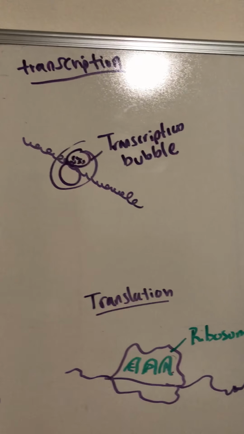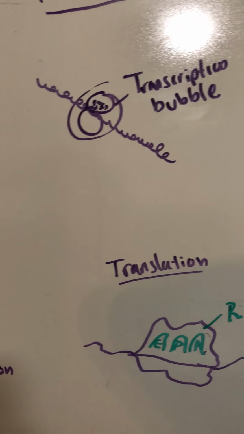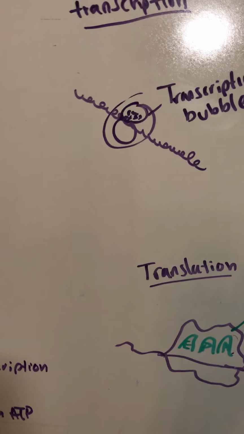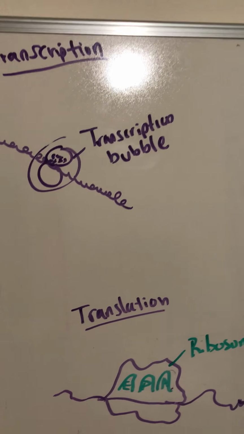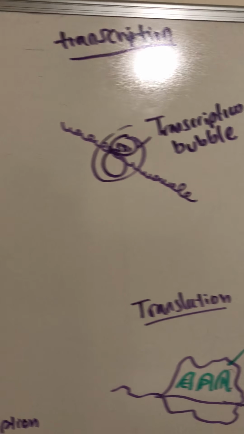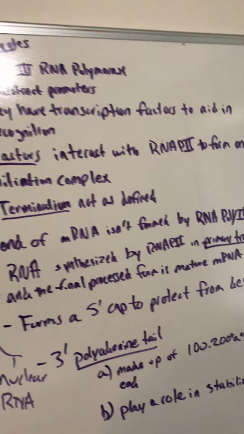The transcription bubble is the part that's actually being transcribed. So all the proteins that are transcribing the RNA are called the transcription bubble. Now let's move to eukaryotes.